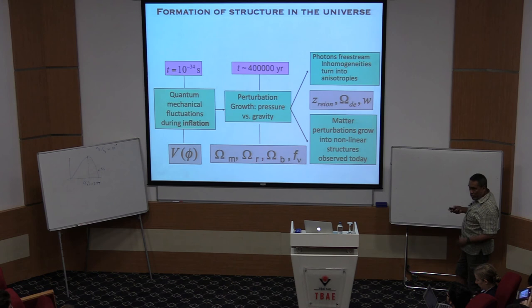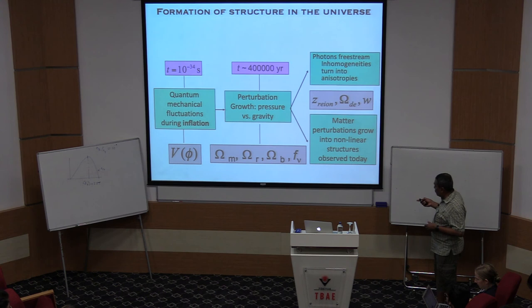You can treat it by first order perturbation theory in GR. The parameters that govern it are the cosmological parameters of your model, including, for example, matter density, radiation, baryon density, any neutrino fraction, if any, and these photons then free stream, the inhomogeneity is turned into anisotropies. So the parameters here are the redshift for reionization, which will again smear out the perturbations corresponding to that scale, the horizon at that scale, and the equation of state of dark energy if it exists, and so forth. So we have a complete picture of how this happens.